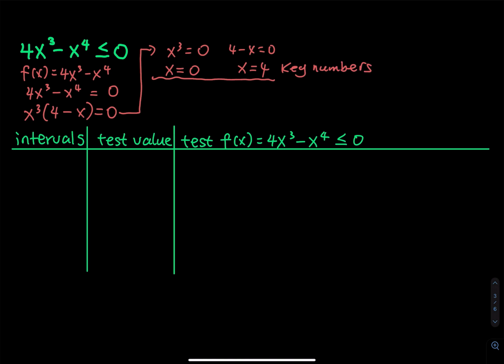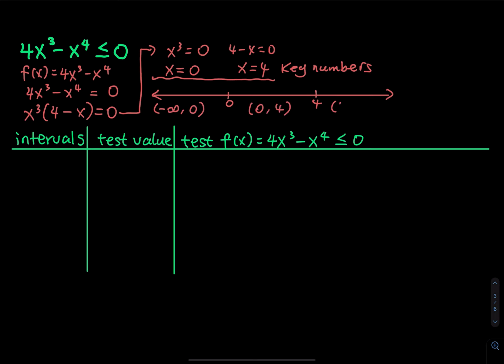And what else? You draw a number line and place the key numbers on the number line. So let's draw a number line. Here is a 0, here is a 4. So we have one line, two numbers that divide the number line into 3 pieces. The first piece is from negative infinity to 0, then from 0 to positive 4, and then from 4 to positive infinity. So these are my test intervals. Let's place them right here, and then here is the test value.